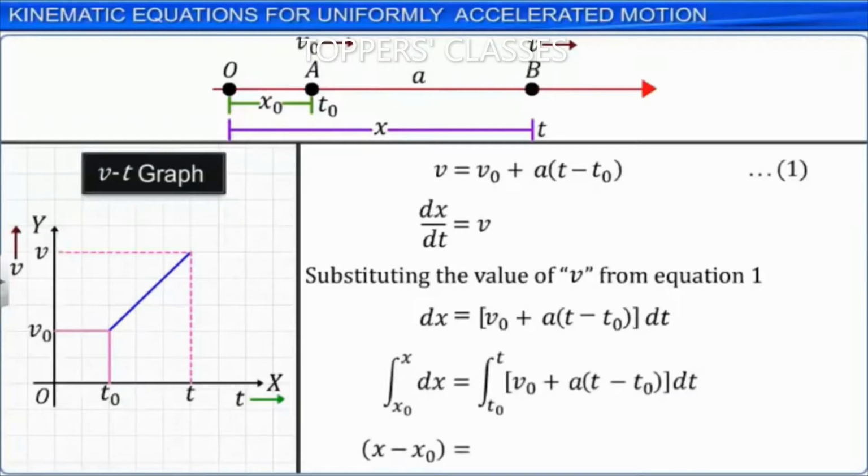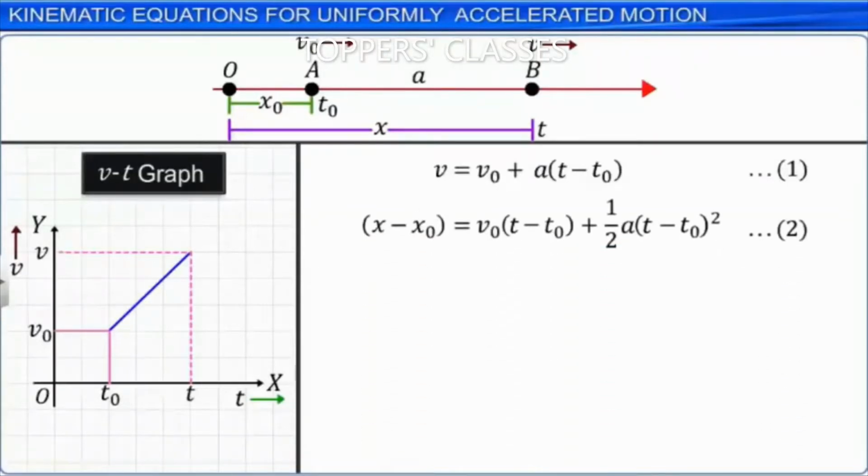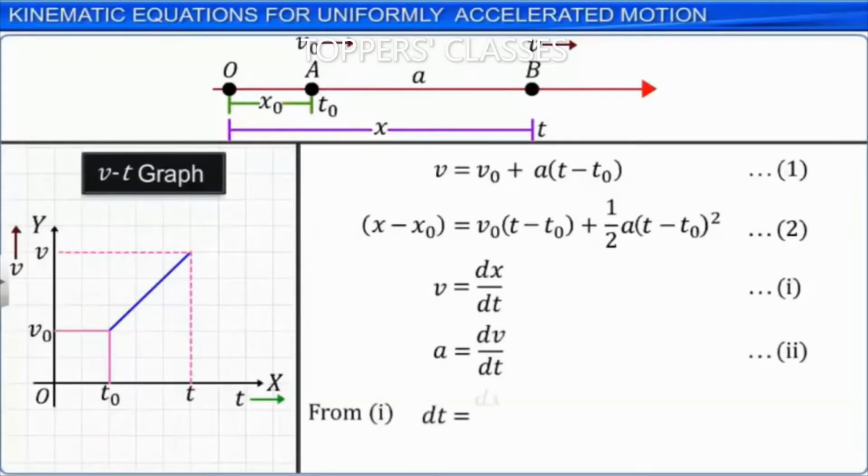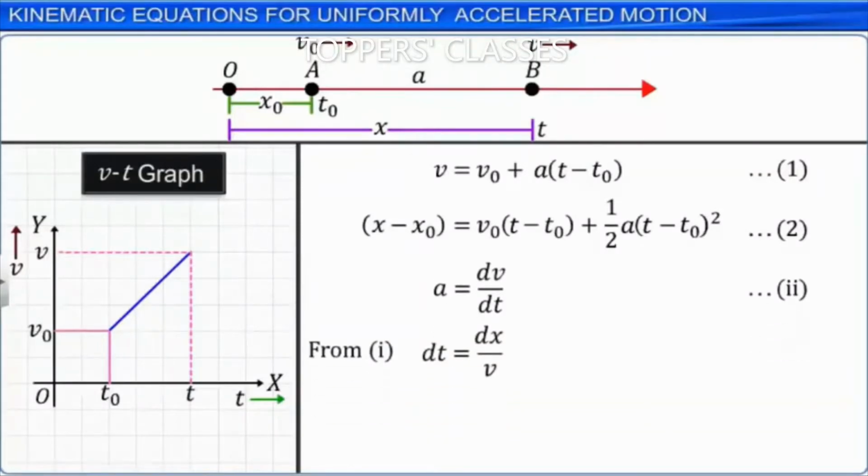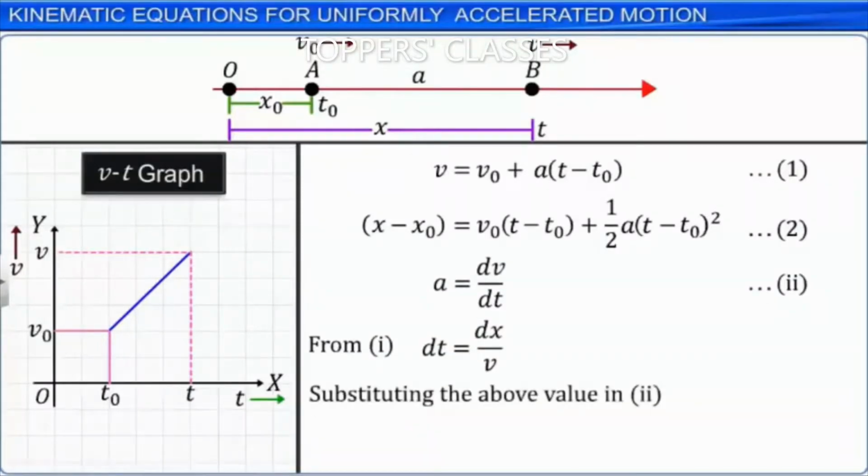This is equation 2 of motion. v is equal to dx by dt and a is equal to dv by dt. From equation 1, dt is equal to dx by v. Substituting the value of dt in equation 2, we get a equal to v into dv by dx. We know that this value of a is a constant. By cross-multiplying, we get v into dv is equal to a into dx.